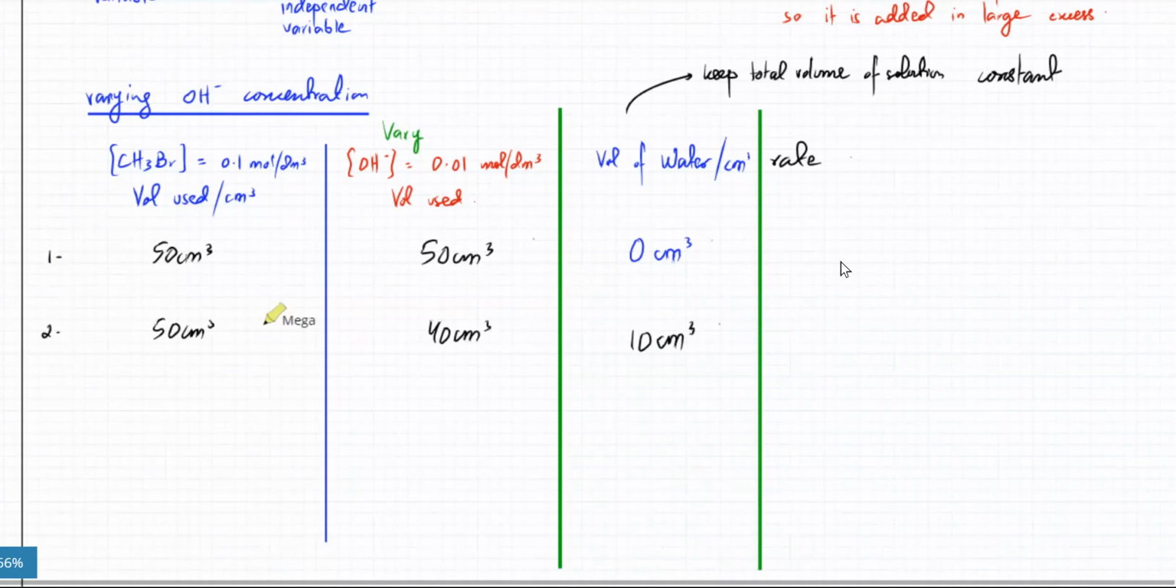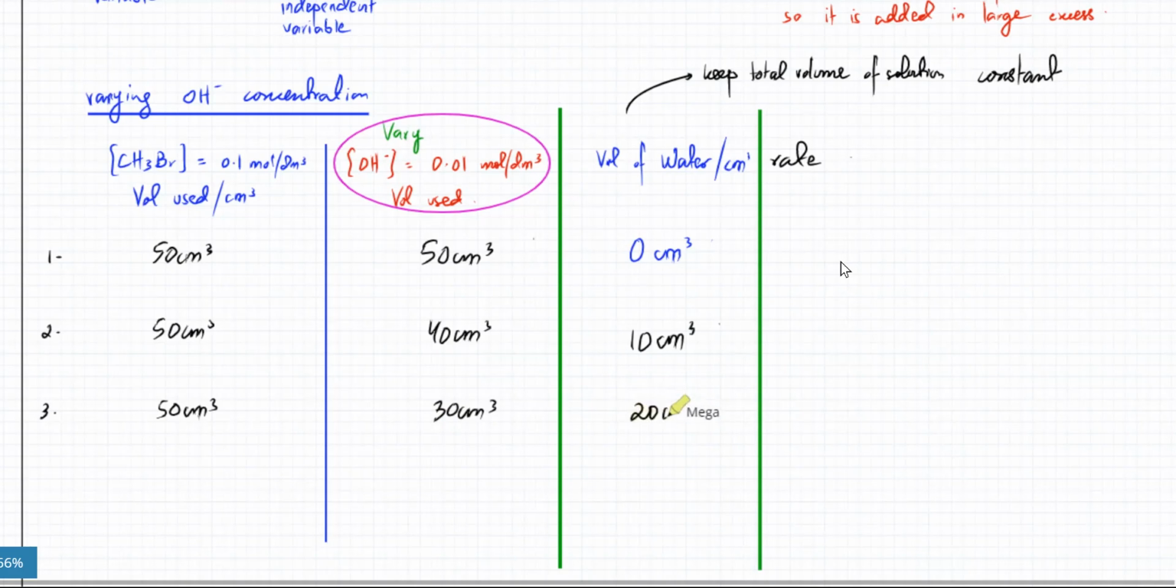Okay, so remember the OH concentration: by adding water, you're constantly changing that. And you're going to do several experiments. Every time you're going to do a third experiment. This time, again, you're going to add the same amount of CH3Br, and you're going to dilute this. So it's going to be 30 cm cube now. And to make the total volume constant, I'm going to add water. So the OH gets diluted even further.